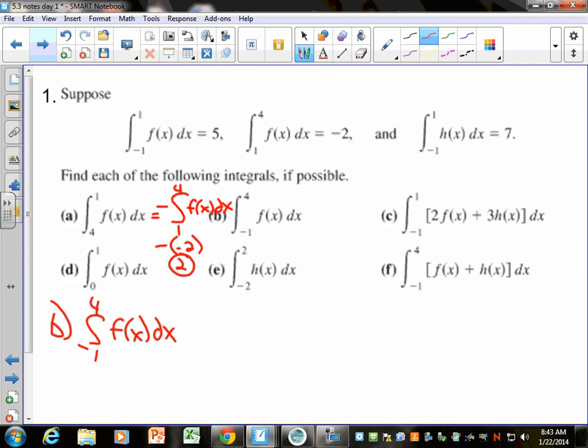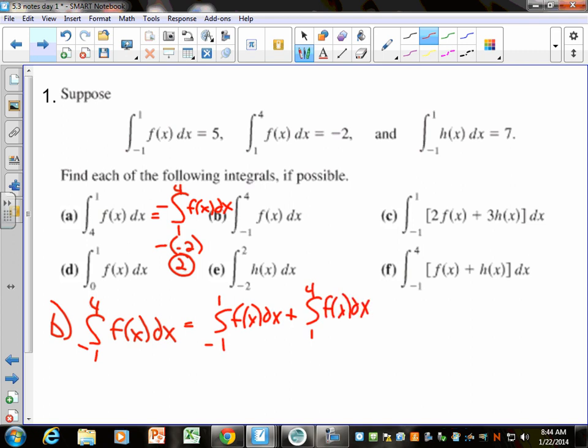Could I do the integral from -1 to 4 of f of x? Because I have -1 to 1, and then I have 1 to 4. So I think that's the additivity one, right? Like you could say this would be the integral from -1 to 1 of f of x plus the integral from 1 to 4 of f of x.